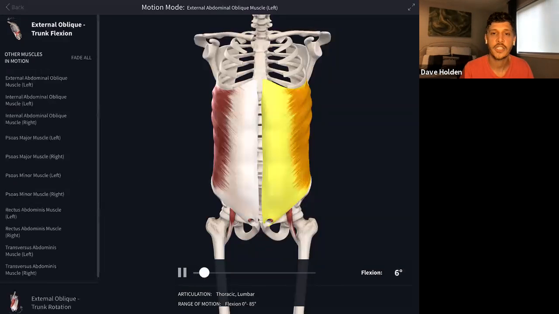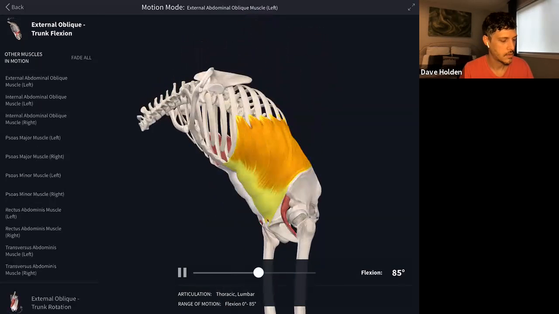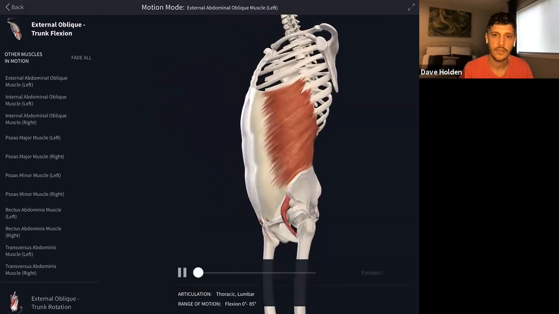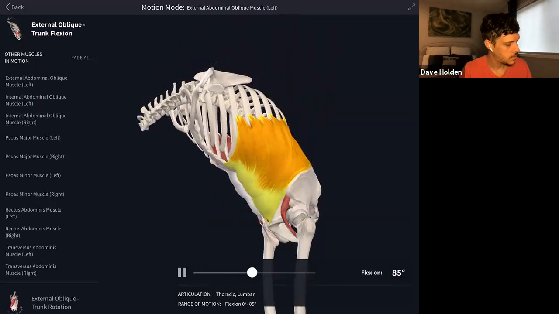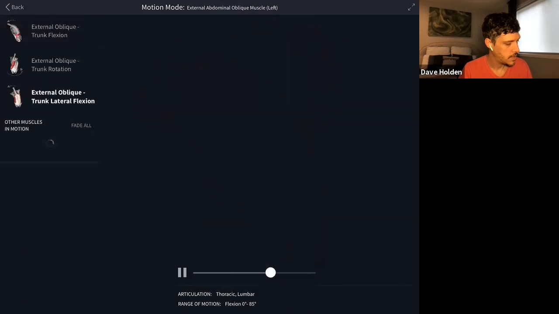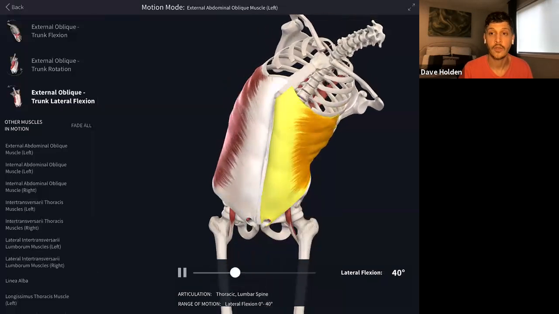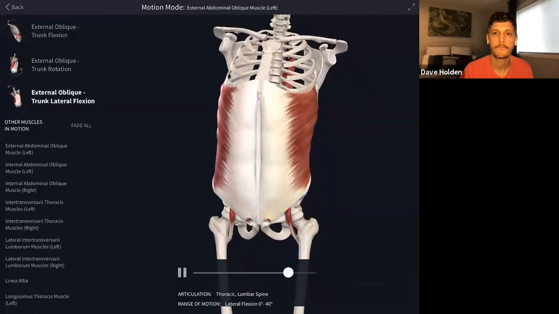They will also assist with flexion, pulling the ribs down towards the pelvis, as well as lateral flexion. Again, pulling the ribs toward the pelvis, just using different fibers, pulling in a different direction.